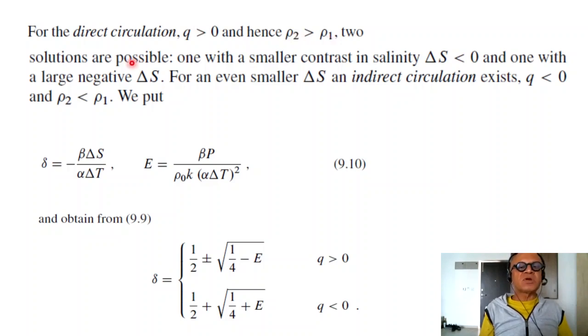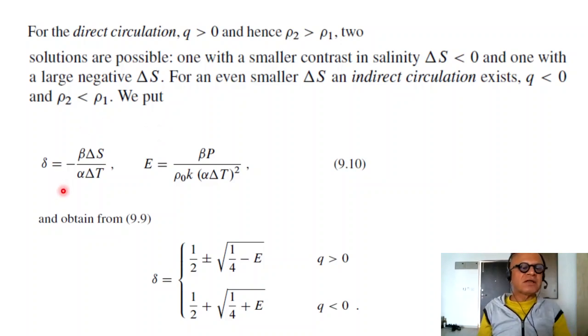Here two solutions are possible, one with a smaller contrast in salinity, delta S is less than 0, and one with a large negative delta S. For an even smaller delta S, an indirect circulation exists. So Q is less than 0, so water is actually rising in the cold box, moving to the warm box. So rho 2 is actually less than rho 1.